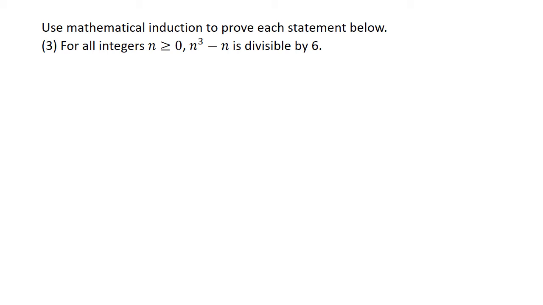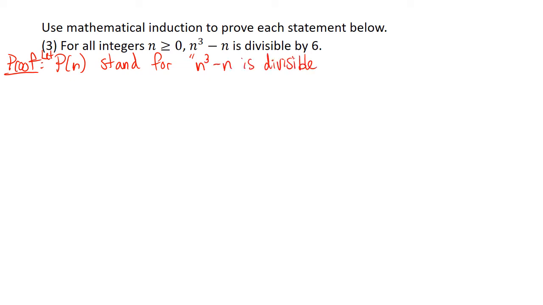Okay, let's do one more of this divisibility type. So proof. Again, I'm going to start off by defining my p of n statement. Let p of n stand for n cubed minus n is divisible by 6. Okay, so for the basis step, we will show that p of 0 is true.